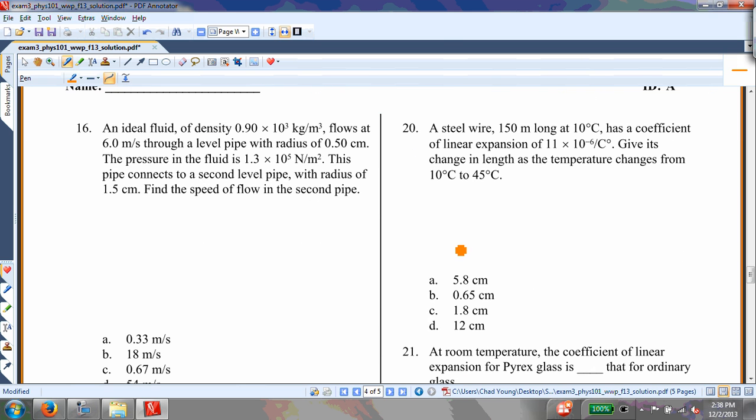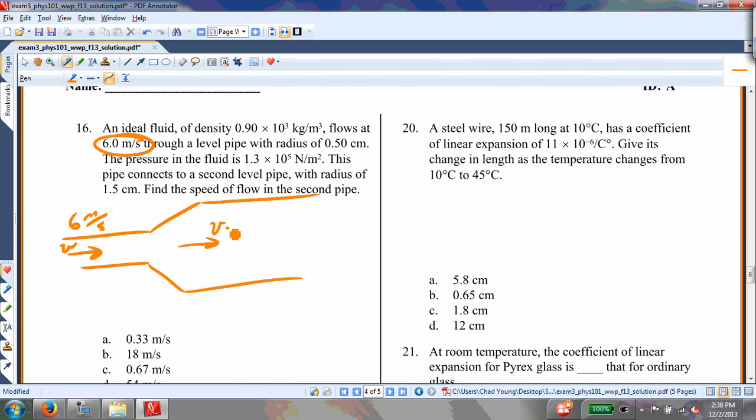All right, ideal fluid of density of this flows at this rate through a level pipe. The pressure in the fluid is given there. The pipe connects to a second level pipe with a bigger radius, and I'm going to find the speed of flow in the pipe. So it looks like this. Small pipe goes into a bigger pipe. I have a certain velocity here that is given, I think, 6 meters per second. I want to know what is the velocity here.